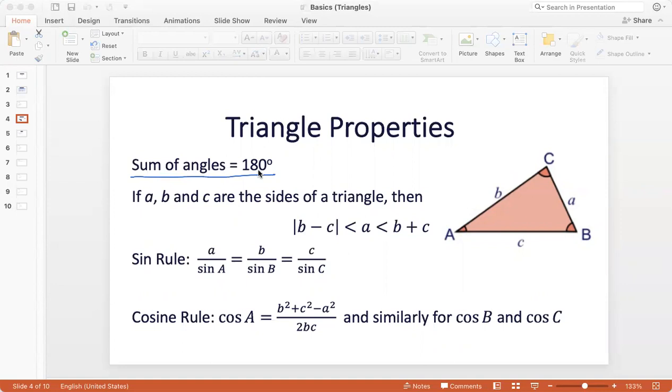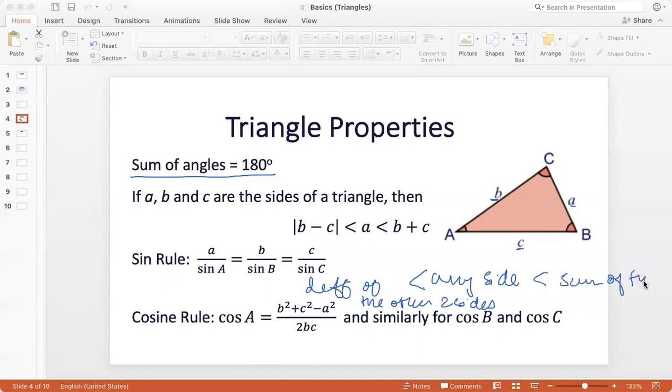Now, the normal notation is that if you have a triangle ABC, then the side opposite angle A is denoted by small a, the side opposite angle B is denoted by small b, and the side opposite angle C is denoted by small c. So if a, b, and c are the sides of a triangle, then any side of the triangle is greater than the difference of the other two sides, and it is less than the sum of the other two sides, right?